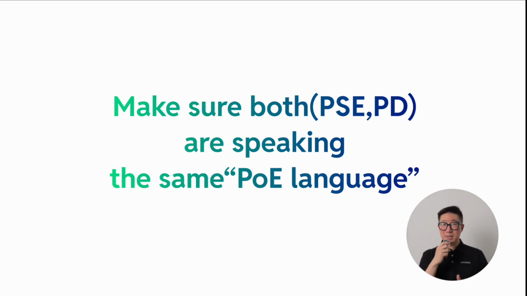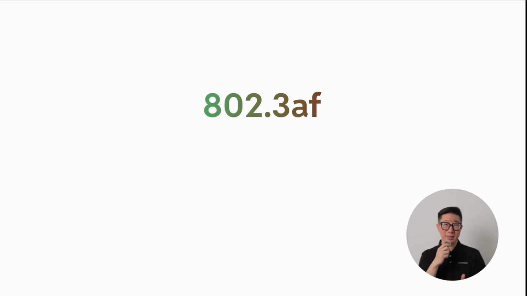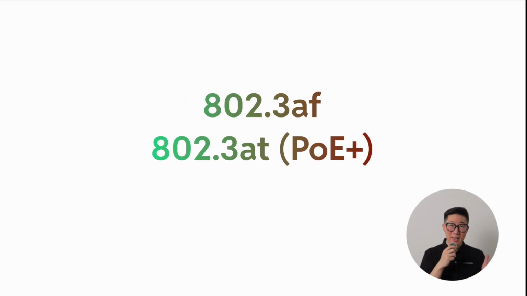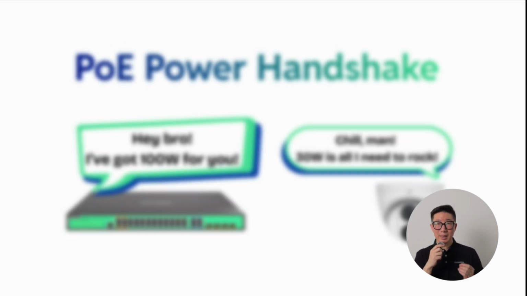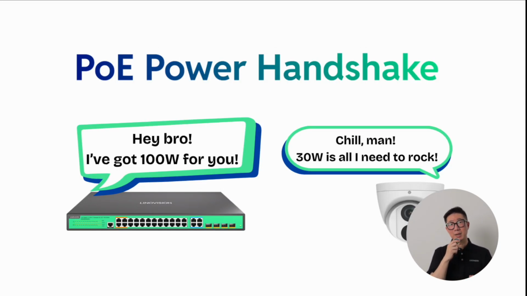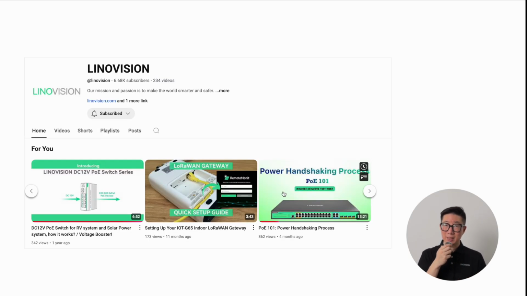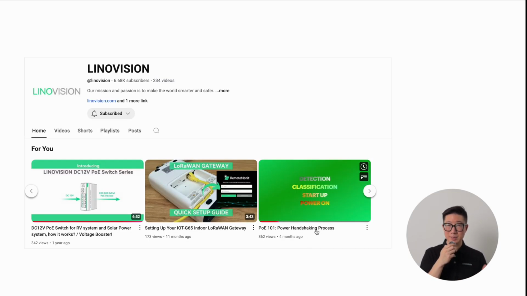There are official IEEE standards for PoE, like 802.3af, 802.3at, that's also called PoE Plus, and 802.3bt, that's PoE++, which defines how devices negotiate power. They do what's called a handshake before sending electricity, and this ensures your switch won't fry a device that can't handle PoE. And if you want to better understand how the power handshake actually works, check out our other video where we break it down step by step, and the link is in the description box below.